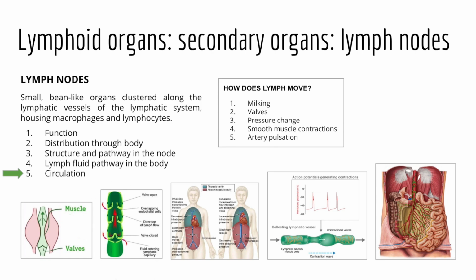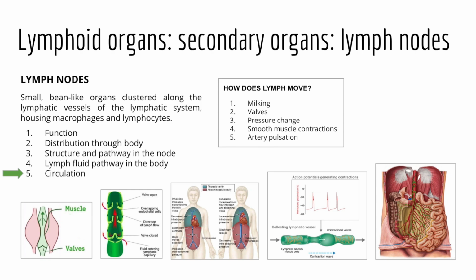Next, we have one-way valves that line the lymphatic vessels, and like those found in veins, lymphatic vessels contain valves to prevent the backflow of lymph fluid. When lymph fluid is pushed forward as a result of milking or other forces, the valves close to ensure that fluid only moves in one direction toward the ultimate destination of the heart. So similar to what we saw with veins, we see these little cusps creating valves.